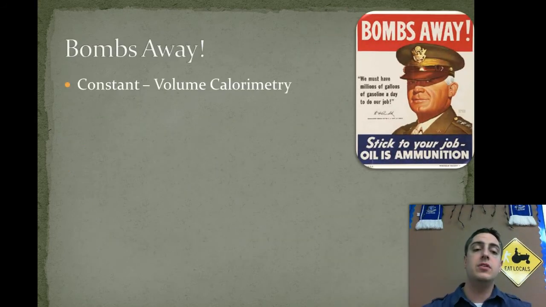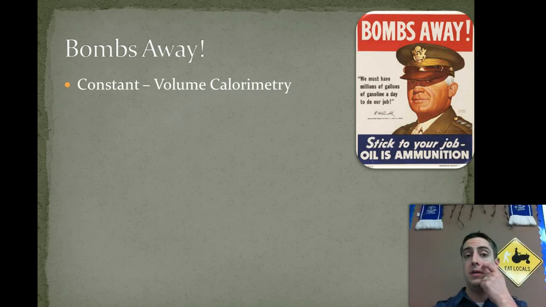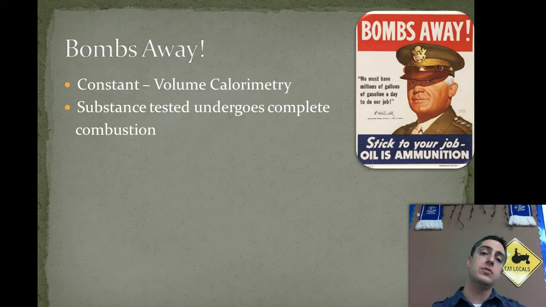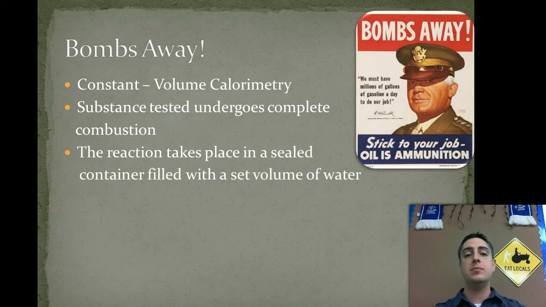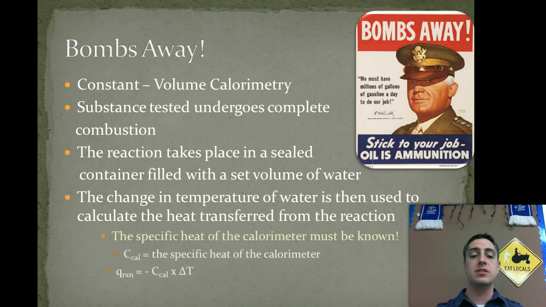Another type of calorimeter that we can use is something called a constant volume calorimeter, in which the volume is kept constant, but the pressure can be allowed to change. Usually this is used for something that's going through complete combustion, because now your pressure is going to change as the reaction takes place, but your volume will stay the same. So we usually have this take place in a sealed container filled with a set volume of water, and the change in temperature of the water is then used to calculate the heat transfer from the reaction. So the basic idea is still the same between the constant volume calorimeter and the other type, but the main difference is that you're in a sealed container, dealing with things that are more heated up.